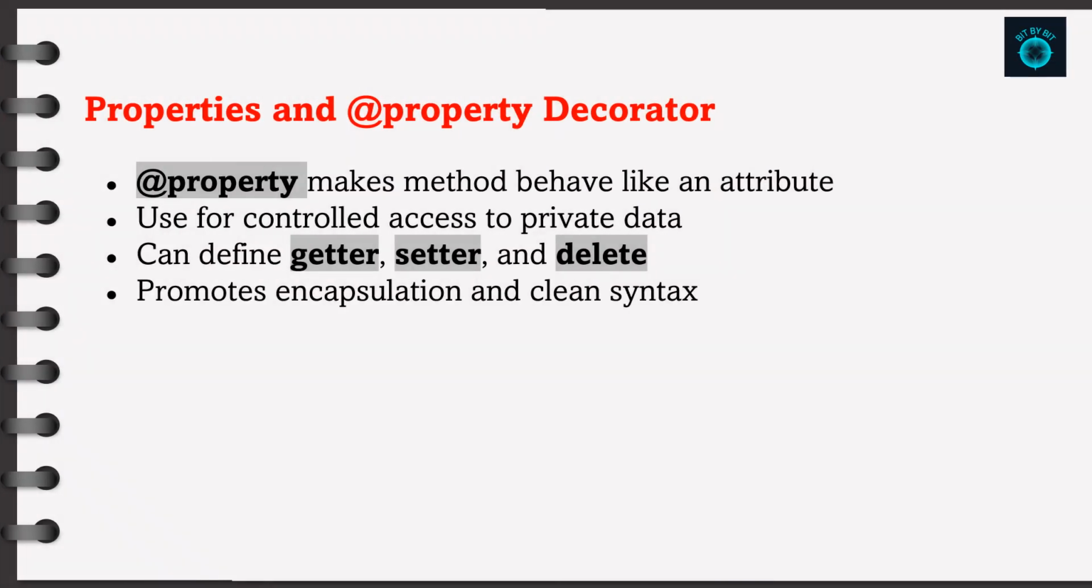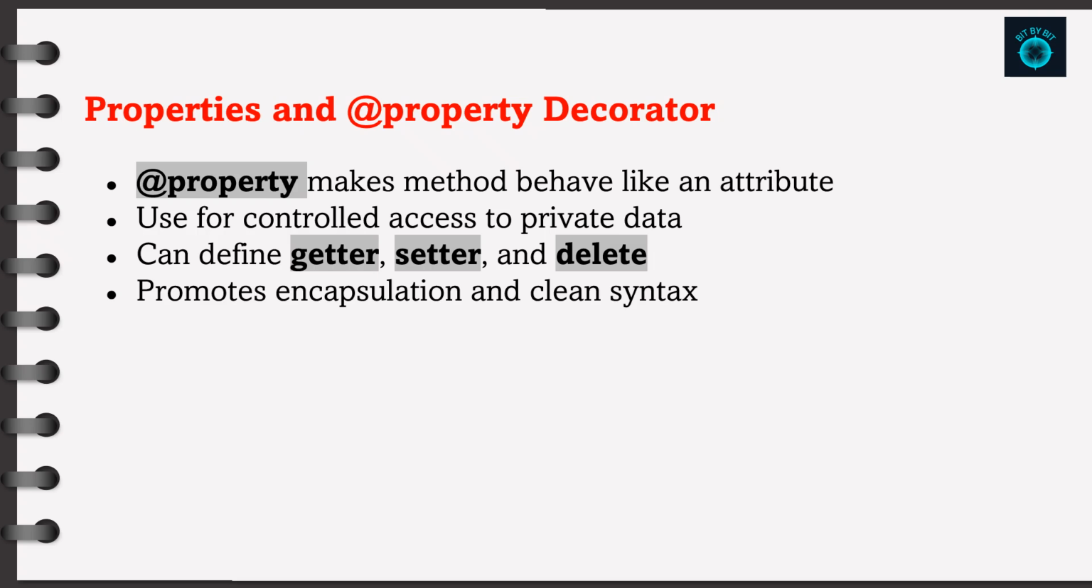Properties and the @property decorator. In Python, we use the @property decorator to turn a method into an attribute-like access point. This lets us define methods that can be accessed as if they were simple attributes, but with logic behind the scenes.